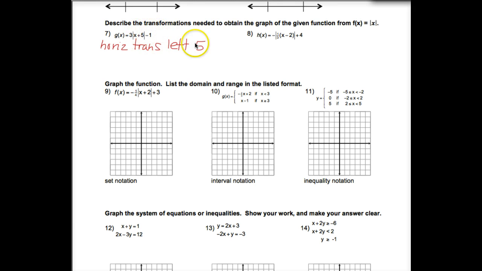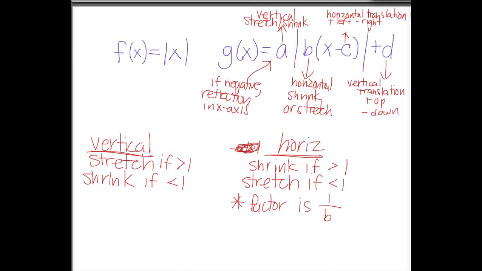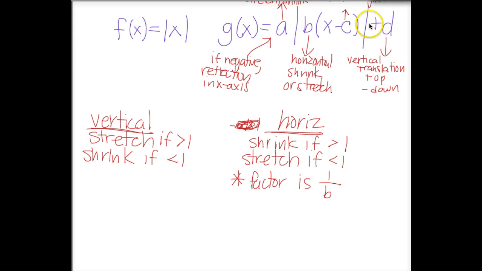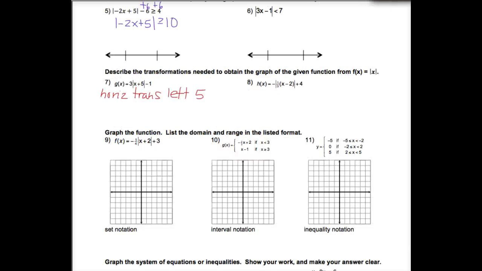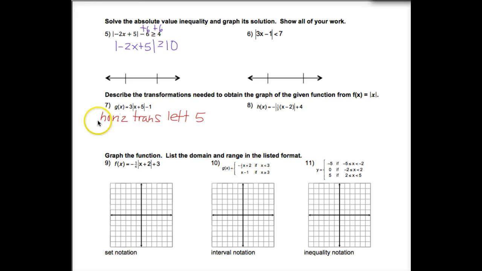This -1, I look at that again. I know because I know this, on the outside, that represents a vertical translation. And since it's negative, I know that my vertical translation is going to go down 1. The only number I haven't described yet is this 3. It's outside, so it's vertical. Because it's bigger than 1, I know it's a stretch. And the factor is 3.